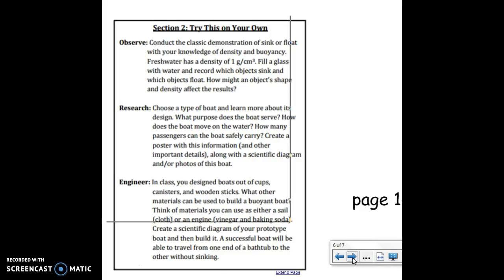Engineer. In class, you will design boats out of cups, canisters, and wooden sticks. What other materials can be used to build a buoyant boat? Think of materials you can use as either a sail, like cloth, or an engine, like vinegar and baking soda. Create a scientific diagram of your prototype boat and then build it. A successful boat will be able to travel from one end of a bathtub to the other without sinking.